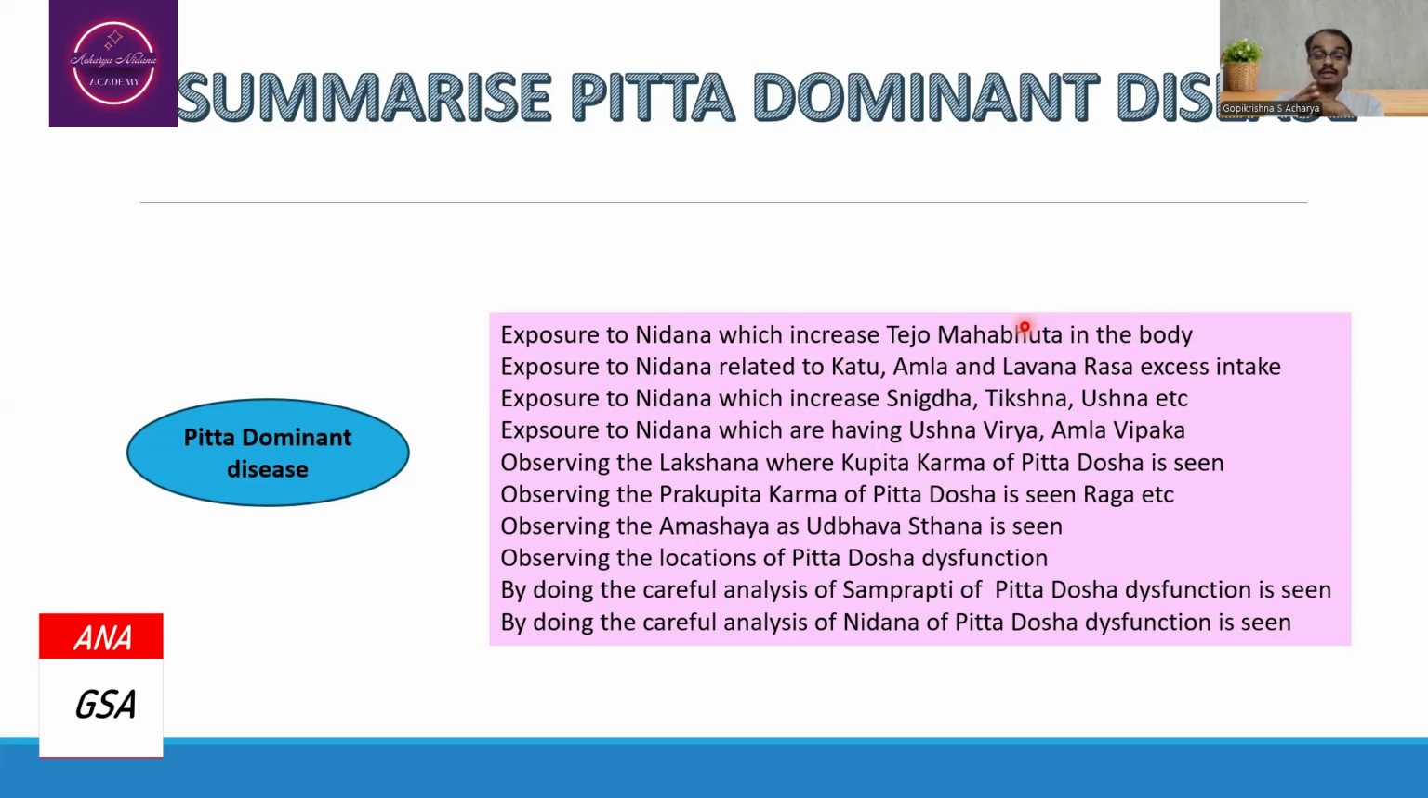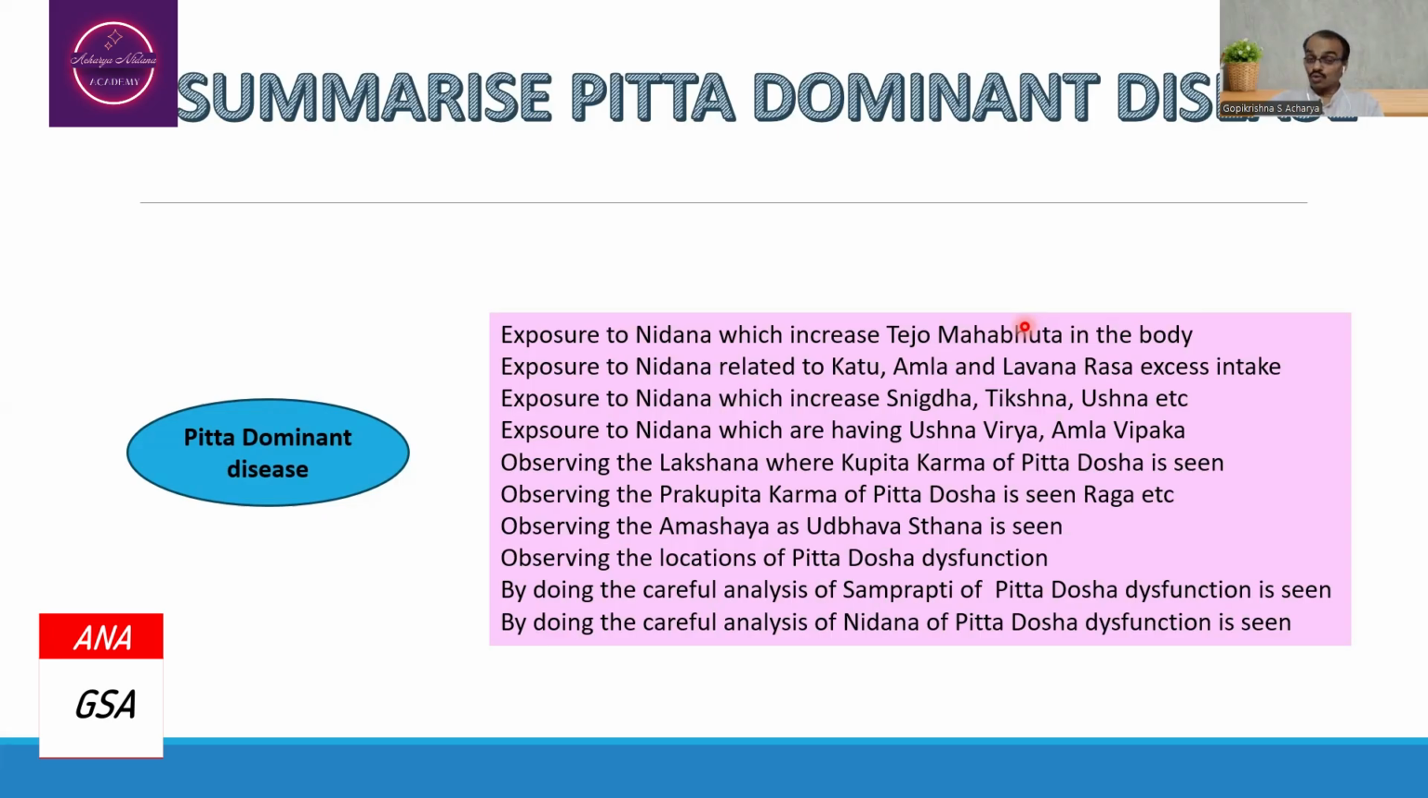Observing the amashaya as the udbhavasthana. Adho amashaya is considered to be the natural location where the pitta dosha chaya takes place. Observing the locations of the pitta dosha dysfunction: Nabhiramashayasvi tulasika hridayam rasa driksparshanam cha pittasya nabhiratra visheshatah. The wise clinician should inquire about the status of health of all these organs to predict the pitta dosha vitiation in the body by doing a careful analysis of samprapti of pitta dosha.